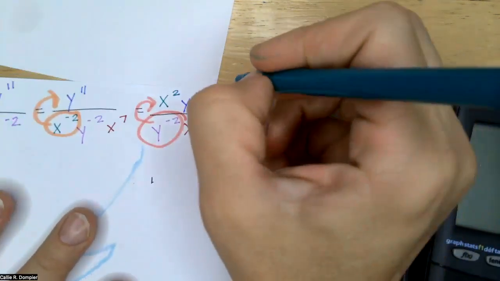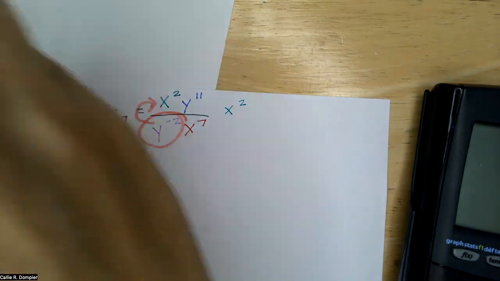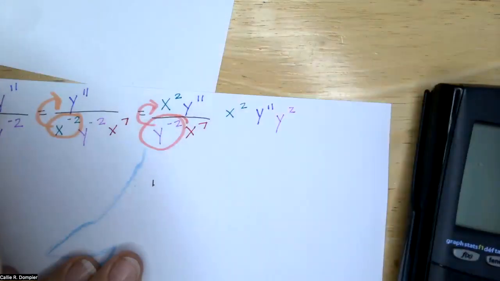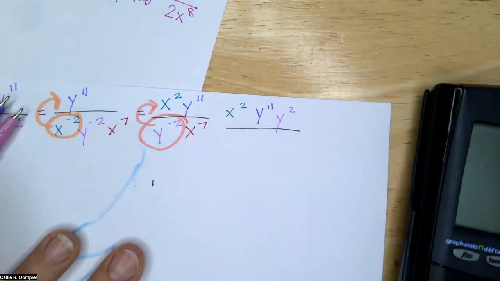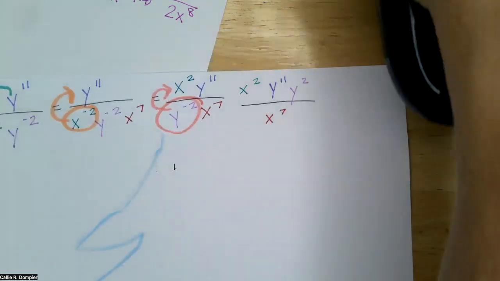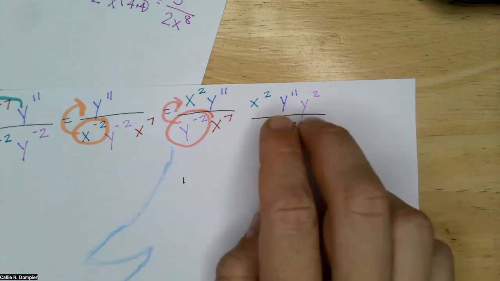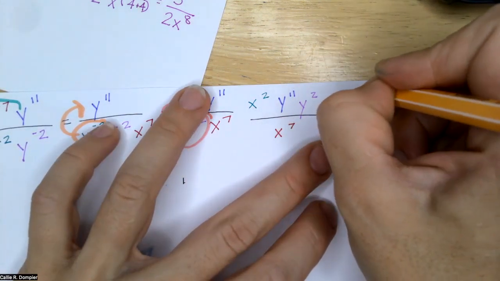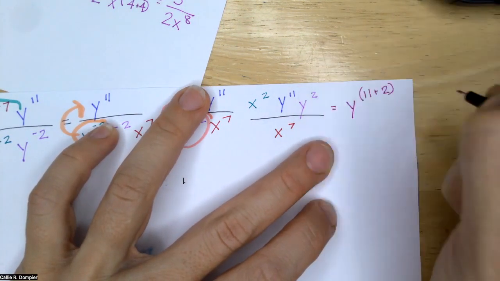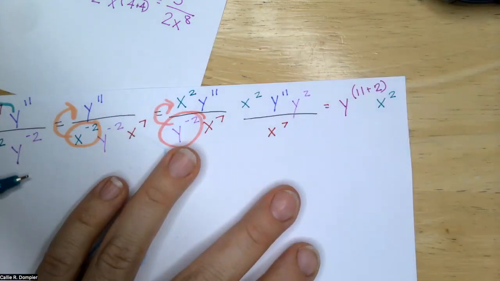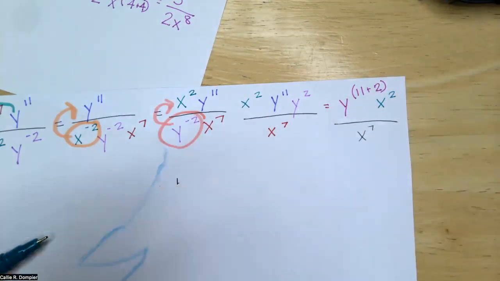So up here we have x squared times y to the 11th times y squared divided by x to the 7th. Good. Now you have some like terms that you can multiply. These bases are the same. Y to the 11th times y squared is y to the 13th. X squared, x to the 7th. Good.